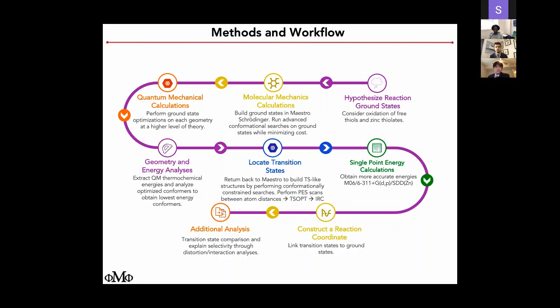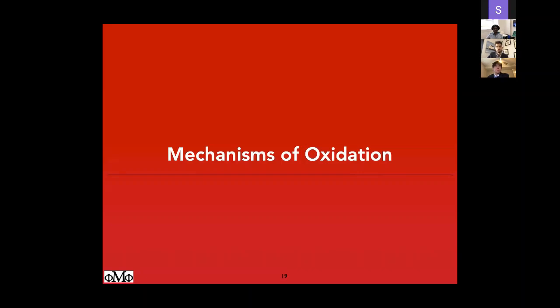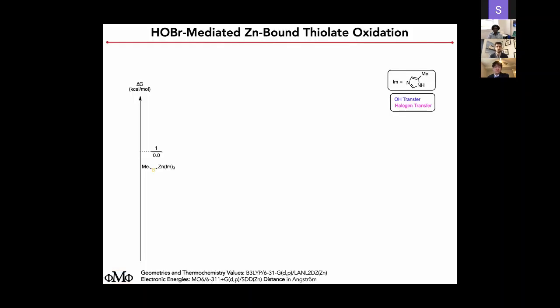Following this, we can subject our calculations to even higher energy calculations under the MO6 triple zeta plus GDP and SSD for zinc level of theory and basis sets so that we can obtain even more accurate energies for these calculations. Taking all of this, we can construct our reaction coordinate and understand the actual operative mechanisms between that of our expected OH transfer and Br transfer, and determine the cumulative selectivity for each. And then what I'll be speaking about as well today is an additional analysis on comparing and trying to explain the general selectivity that we see through distortion and interaction analyses. So without further ado, I'd like to briefly introduce the mechanism of oxidation for the HOBr-mediated zinc-bound thiolate.